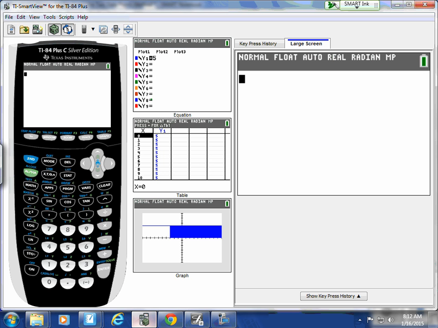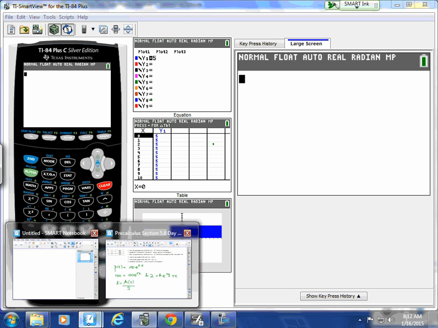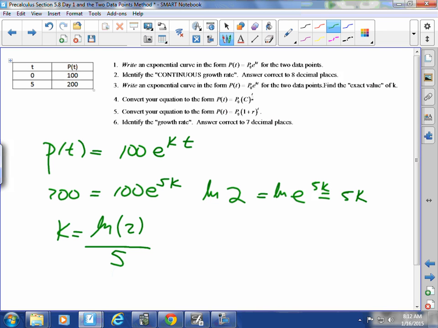As a decimal, let's take a look. Natural log of 2 divided by 5 turns out to be 0.138629. So as a percentage, what we're saying here is that the growth rate, the continuous growth rate, is simply 13.8629%. All right. Let's go back. So I've got k, and the answer to part B, the continuous growth rate, 13.8629%. Now that's the continuous growth rate.